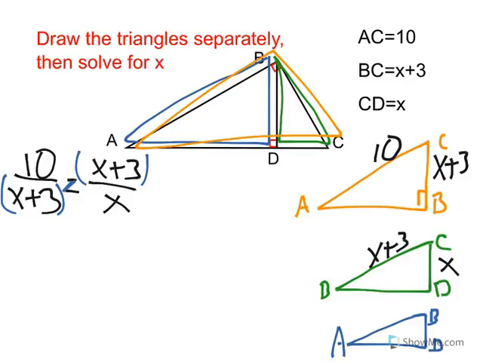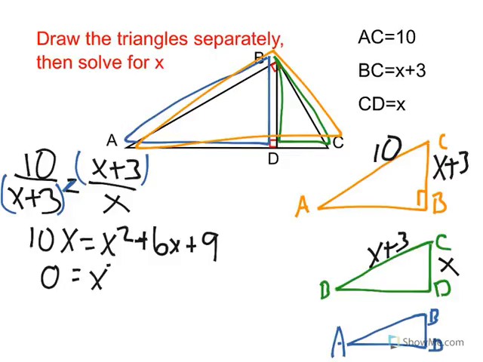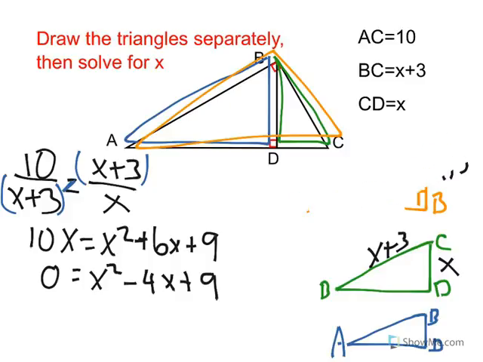So now let's cross multiply. And you have 10x equals x squared plus 6x plus 9. Set it equal to 0. So x squared minus 4x plus 9. So I don't see anything that I can factor here. I'll use the quadratic instead, so I'm going to erase those pictures.